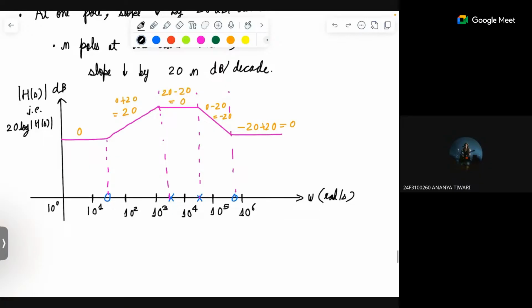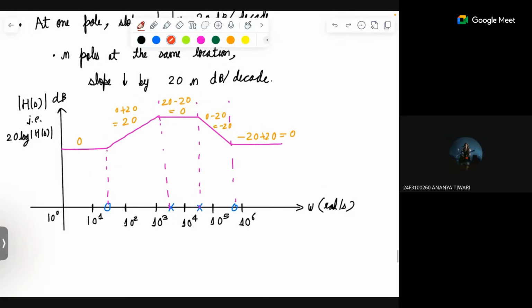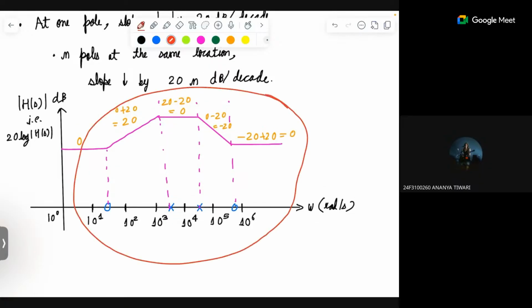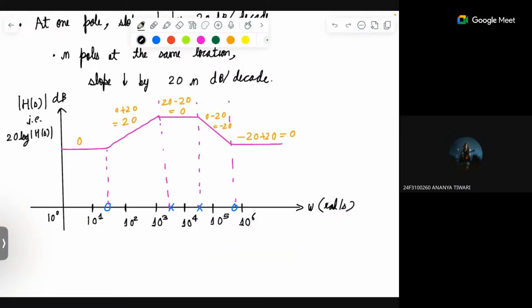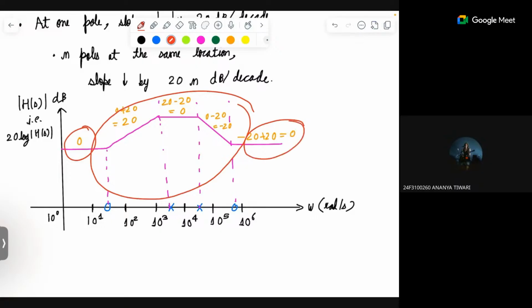Yes, ma'am. Okay, so now if you look at this magnitude plot, which kind of filter does it look like? You know the types of filter, na? Low pass, high pass, band stop. Band pass. Yes. So this is a band pass filter. It is passing this band of frequencies, and here the amplitude is 0, so they are attenuated.